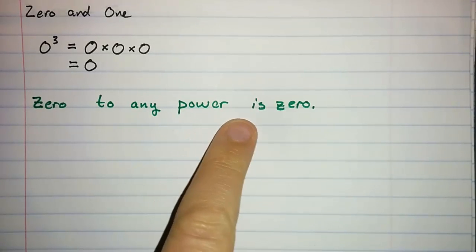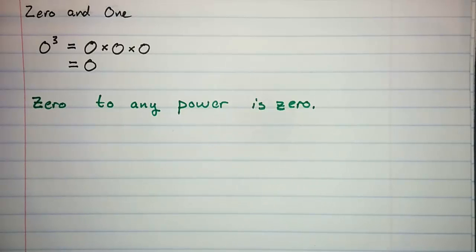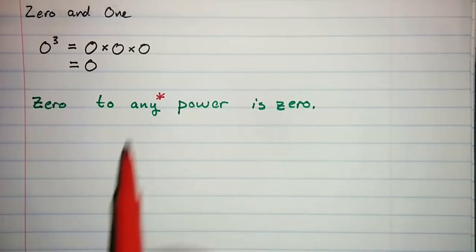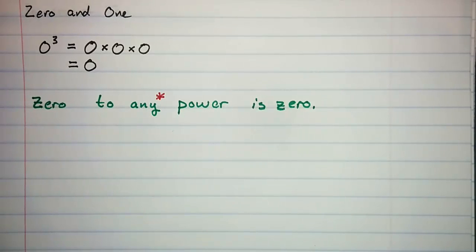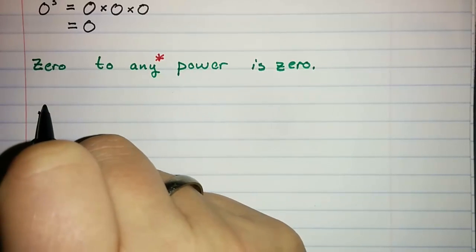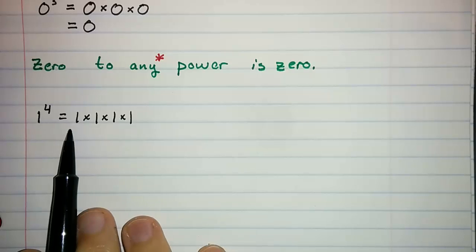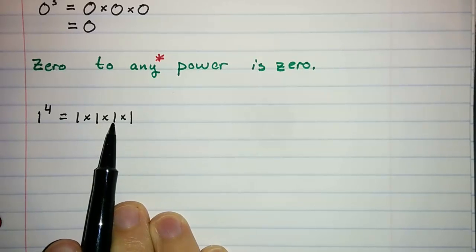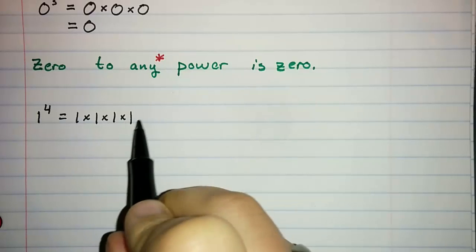There is one remark we're going to make on this in a moment, so I'm going to put a little asterisk by this, any. What about powers of 1? Let's say we want to take, say, 1 to the 4th. Well, we'll multiply 1 times 1 is 1, times 1 again is 1, times 1 again is 1.